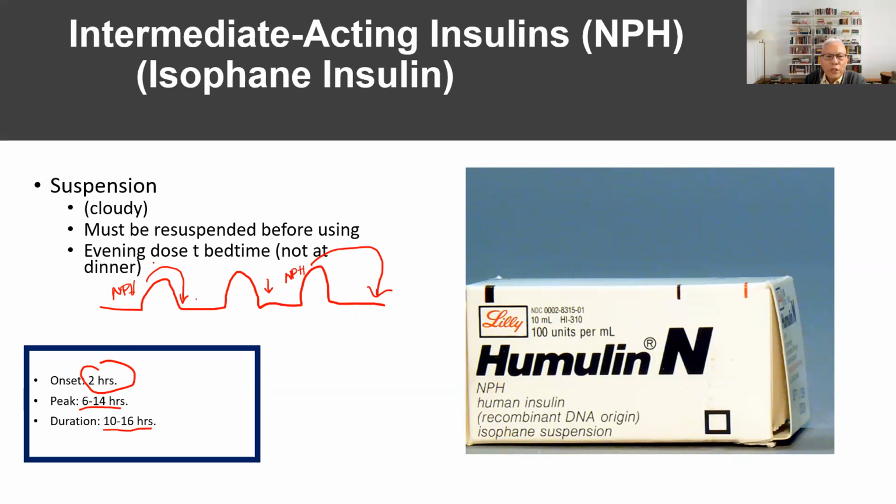So what do you give right before meals? You're going to give either fast-acting insulin or regular insulin. So the correct answer to that is that every meal, you will always have a regular type of insulin. And NPH usually is given either once a day or twice a day. Okay?